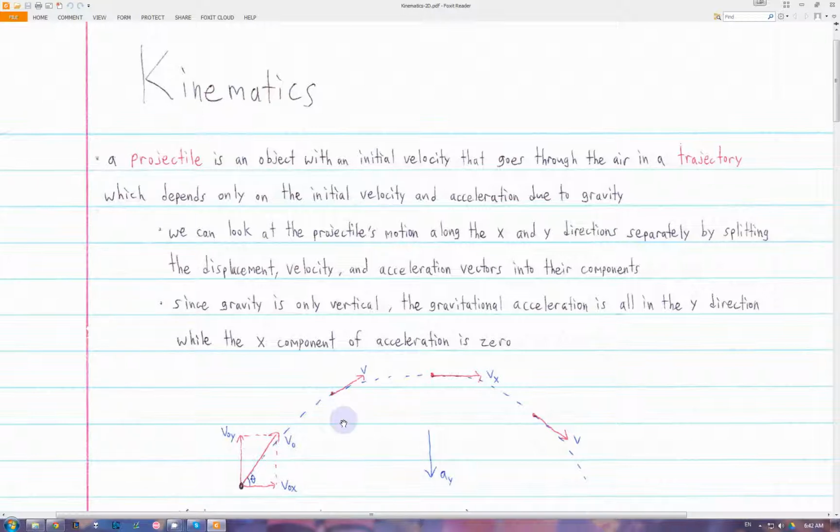And we know that gravity is always vertical. So the acceleration due to gravity is always only going to be in the y direction. Which means the acceleration in the y direction is going to be a constant negative 9.8 meters per second squared, assuming we choose down as the negative y direction. And then that means the x component of the acceleration is going to be 0. There is no acceleration in the x direction, only the y direction.